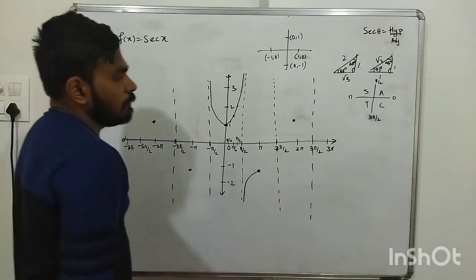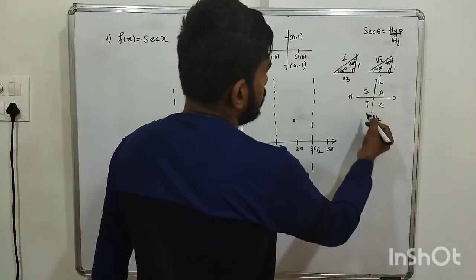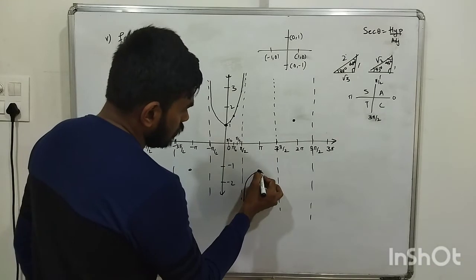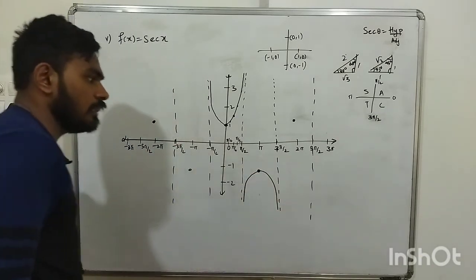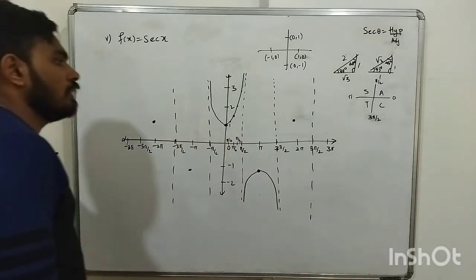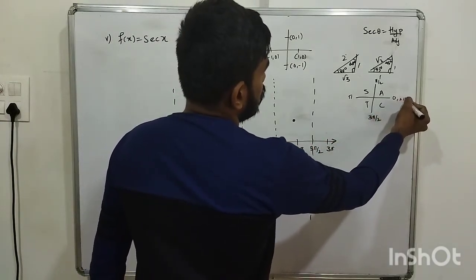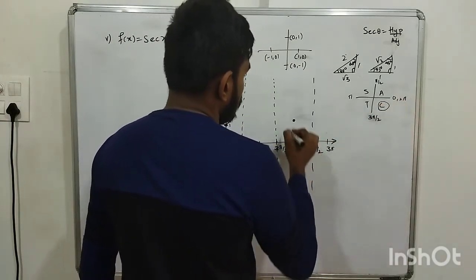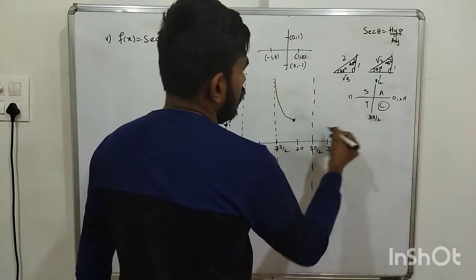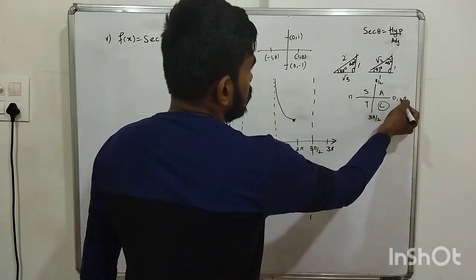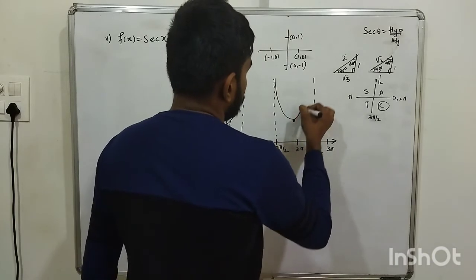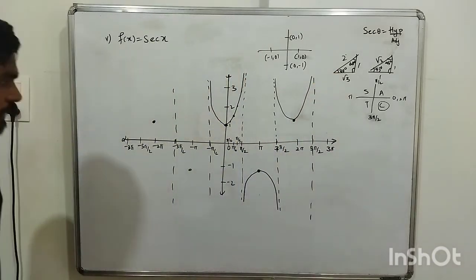So from pi to 3 pi by 2, again cos is negative, so sec is negative. Like this we get. Here 3 pi by 2 to 2 pi, cos and sec both are positive here, so I'll get like this, okay. And after that also from 2 pi to 5 pi by 2, it is positive.